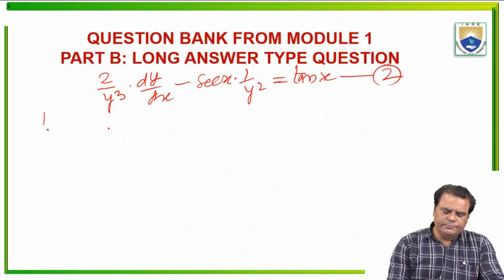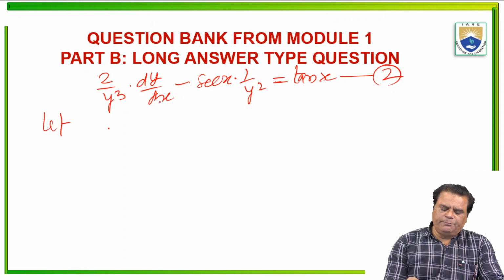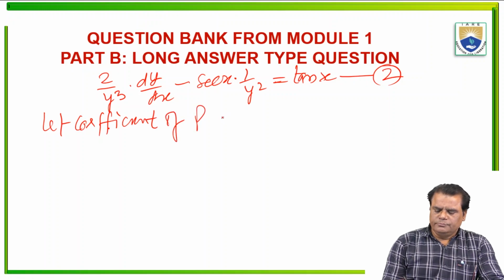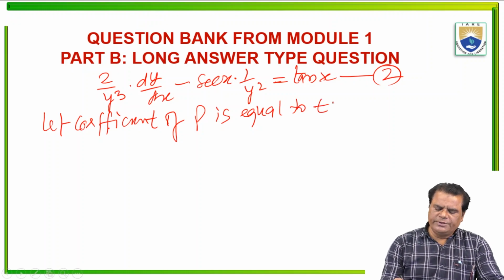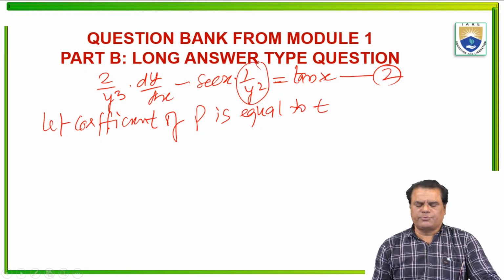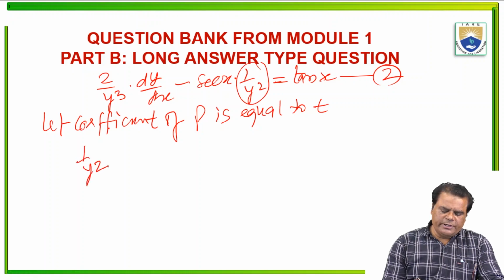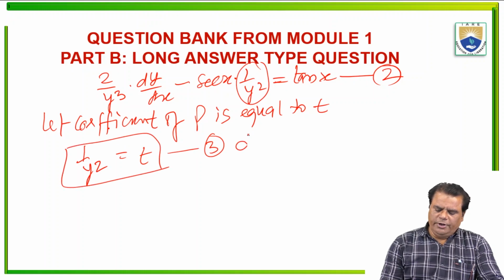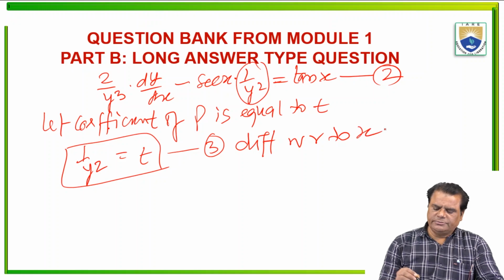Now let the coefficient of p, 1 upon y square, be t. So 1 upon y square is t. This is equation 3. Differentiating equation 3 with respect to x.